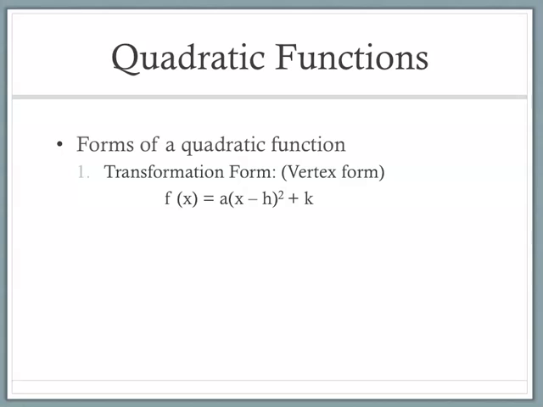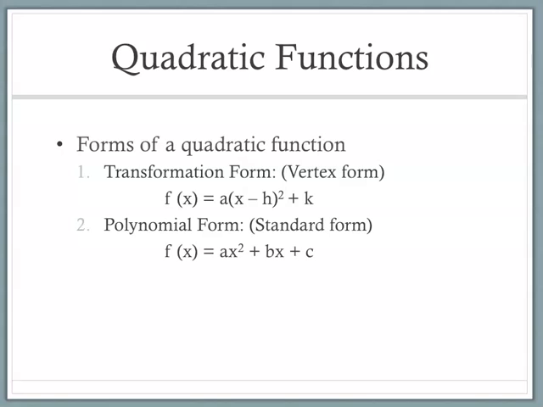Next we have polynomial form. This is also known as standard form. In this case, you can think of it as everything multiplied out, so you can read it as a polynomial. This is f of x equals ax squared plus bx plus c. And lastly, we have x-intercept form. And as its name suggests, you can easily identify where the x-intercepts are when it's in this form. So we have f of x equals a times (x minus s) times (x minus t).